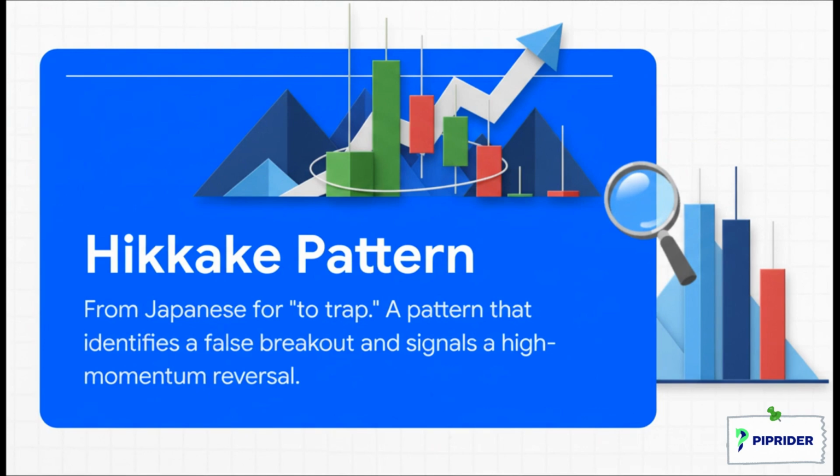That's pronounced Hikkake. It was developed by Daniel L. Chesler, and it's built for one specific purpose: to spot these traps. The name itself is a dead giveaway. Hikkake is Japanese for to snare or to trap, and that's literally what it does. It finds a fake breakout and signals a potentially massive reversal.